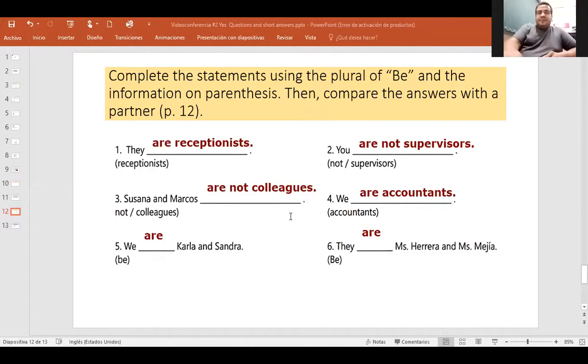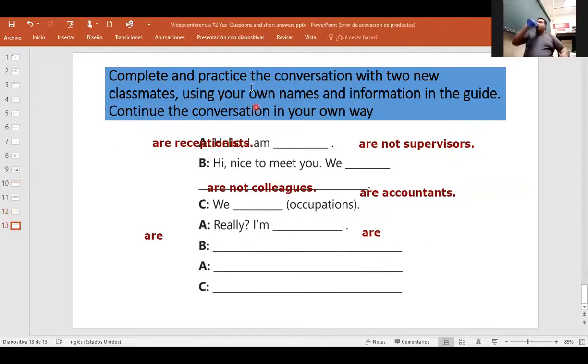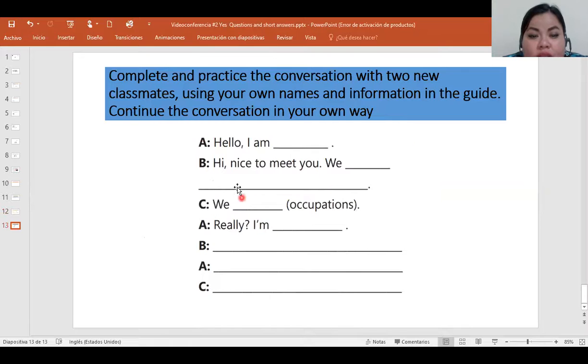Yes, teacher. Okay. ¿Tienen preguntas? Do you have a question? No question, teacher. Okay, everything is clear. Very good. Now let's continue working. We have like 7 minutes to do the next activity. In these 7 minutes, we're gonna do a small conversation using the information that we know, right?